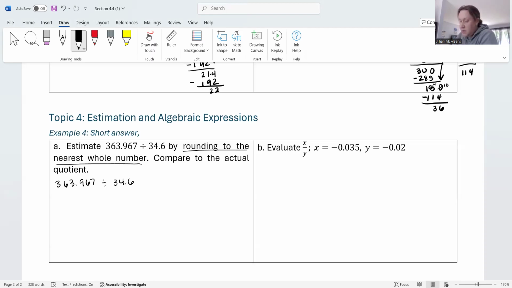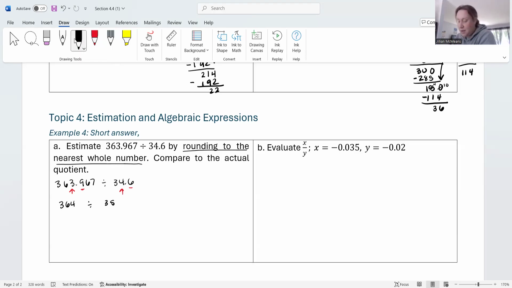Well, if we're rounding to the nearest whole number, that means we're going to be rounding to the 3 in 363.967 and the 4 in 34.6. So let's look at 363.967. Well, the second 3 is my rounding digit. To the right of that, I have a 9. That tells me that this is going to round to 364. And then when I look at 34.6, the 4 is the rounding digit. To the right of that, I have a 6. That tells me to round up, which gives me 364 divided by 35.